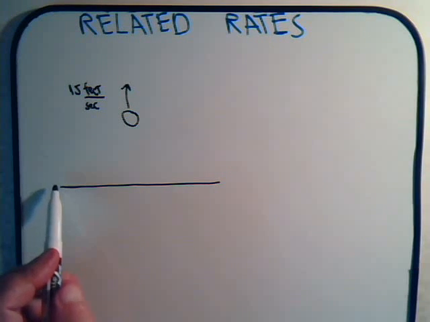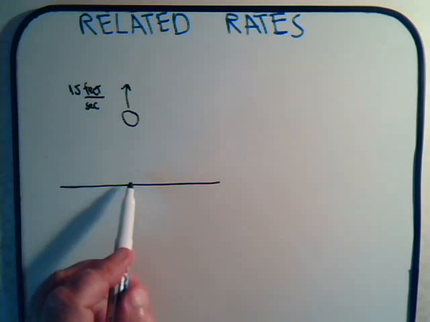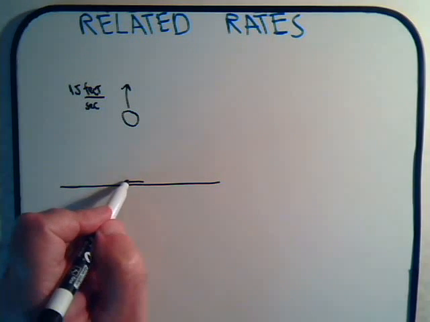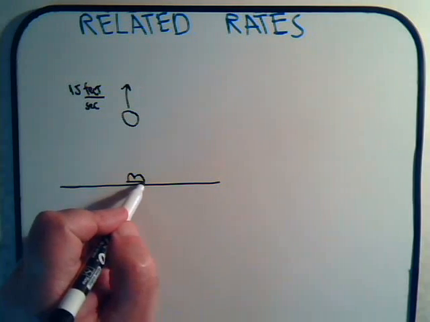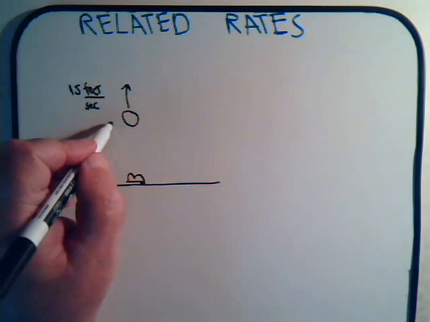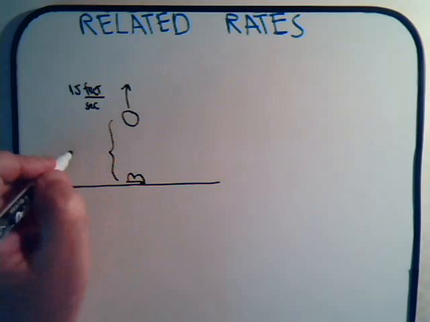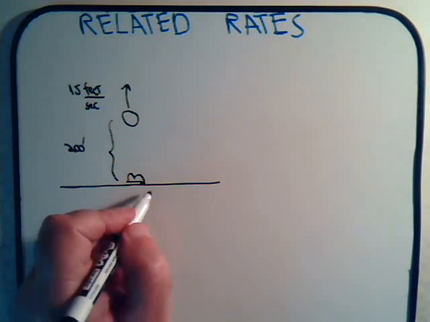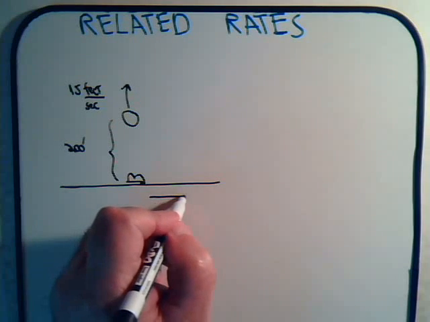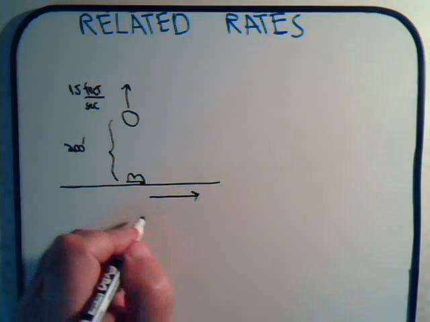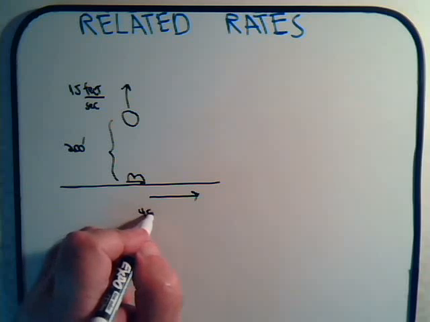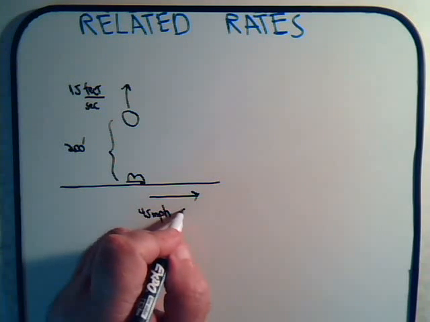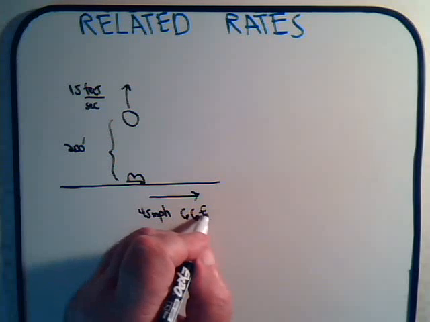And along this surface there's a car, and when the car is directly underneath the balloon, just at that moment the balloon is 200 feet above the ground, and the car is moving this way at a speed of 45 miles per hour, or that would be 66 feet per second.